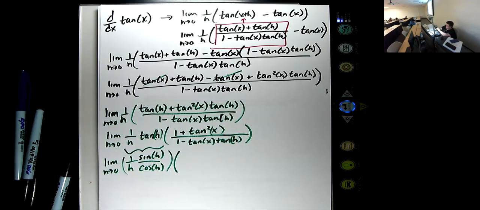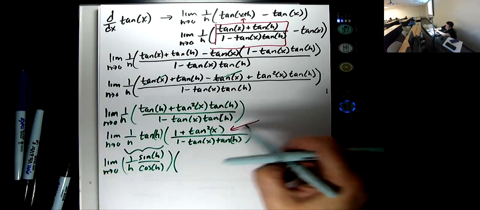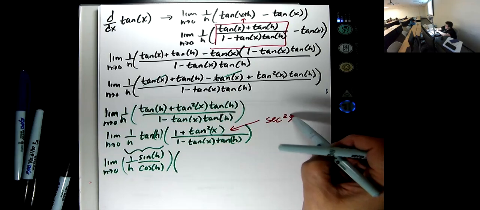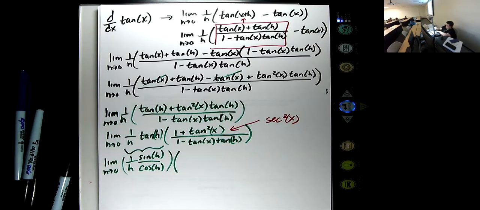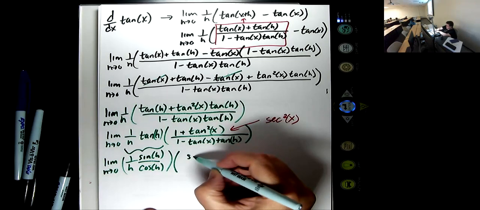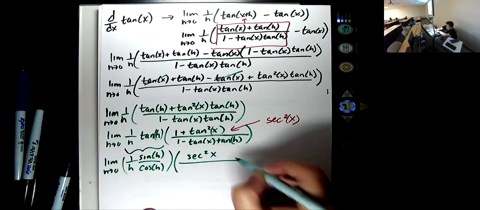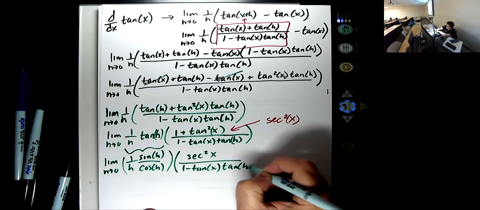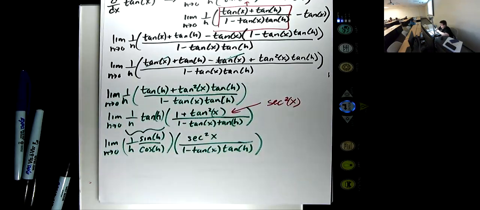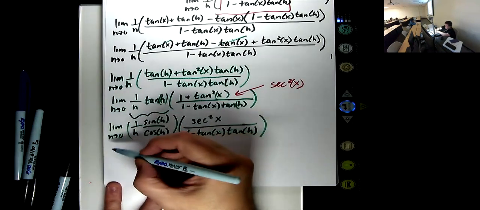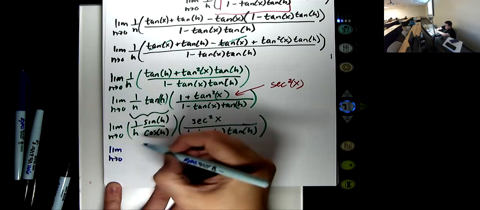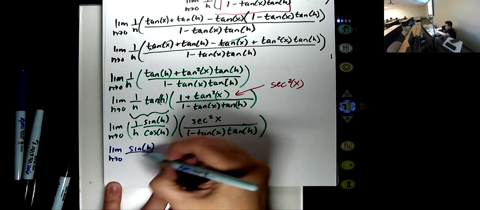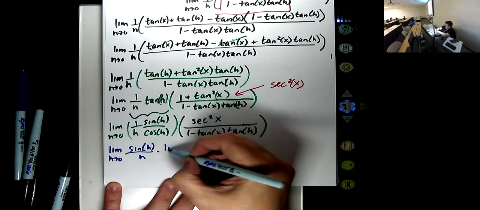There is one blessing. This thing right here, 1 plus tangent squared is secant squared. So I have secant squared on top over 1 minus tangent x tangent h. And we can split that first part up. I can put the sine h over h together. And then have limit as h goes to 0.